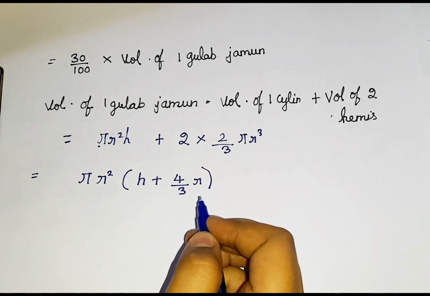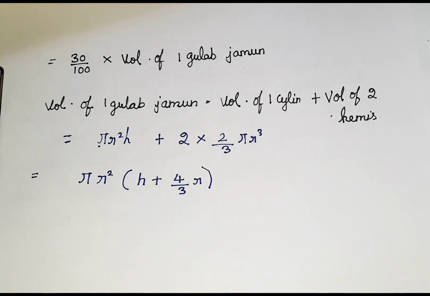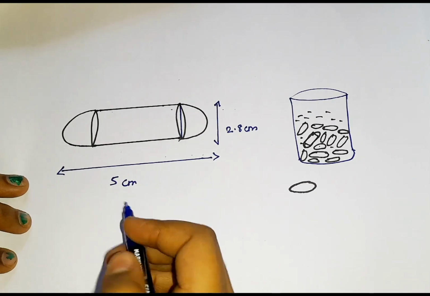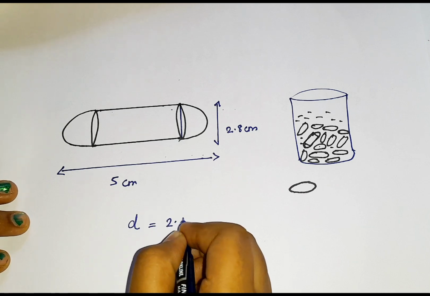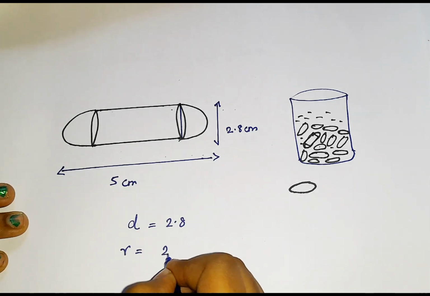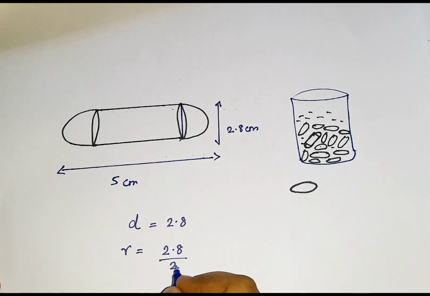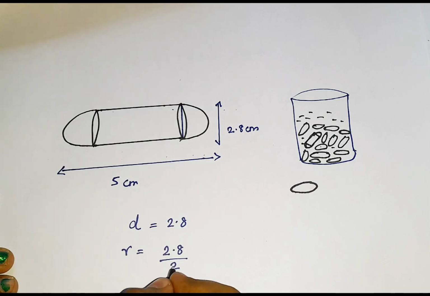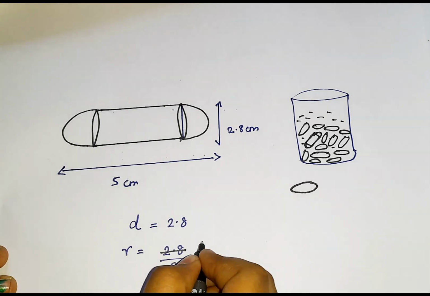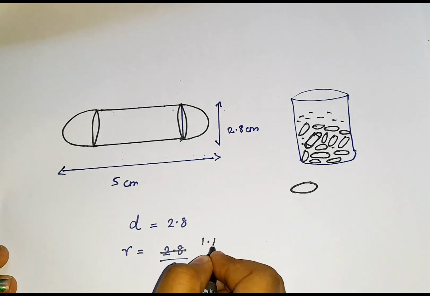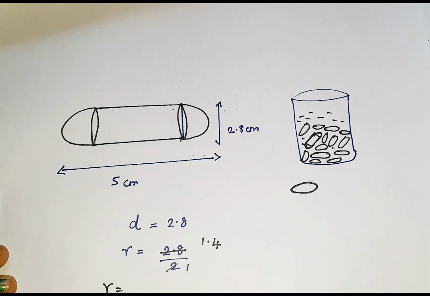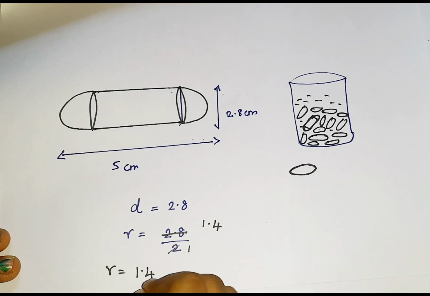Now we are supposed to write the values. We know the pi value, but we don't know the radius, right? It is easy to find the radius. We know the diameter, which is 2.8, so the radius is 2.8 by 2, that is half of the diameter. We are supposed to find it like this. When we cancel, I get 1, and then 1 2s are 2, and 4 2s are 8. So the radius is 1.4 centimeter.